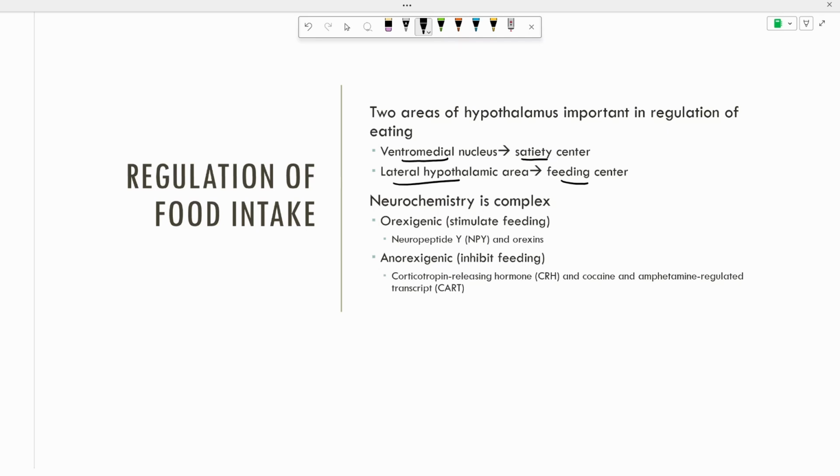So there's a couple of other words. Orexigenic will stimulate feeding. So if you're seeing neuropeptide Y or anything that ends with orexins, those are to stimulate feeding. Anorexigenic inhibits feeding. CRH will do it. Here's this cocaine and amphetamine regulated transcript, CART system. People who are on cocaine all the time don't eat anything because they don't have any reason to eat. There's no drive to eat, and they get skinny.